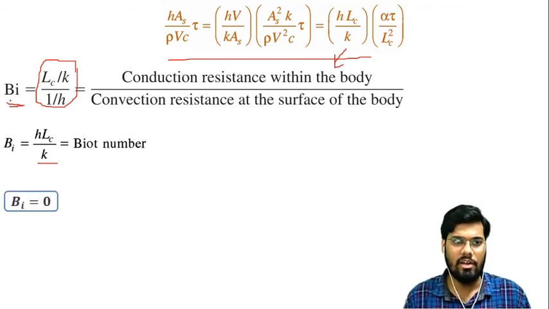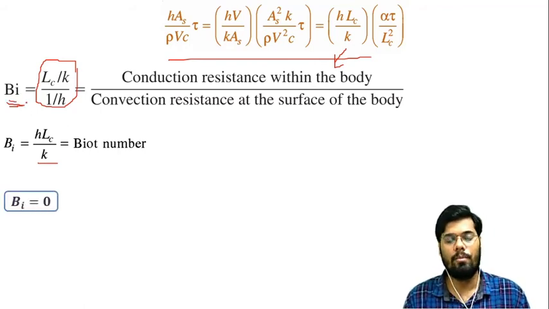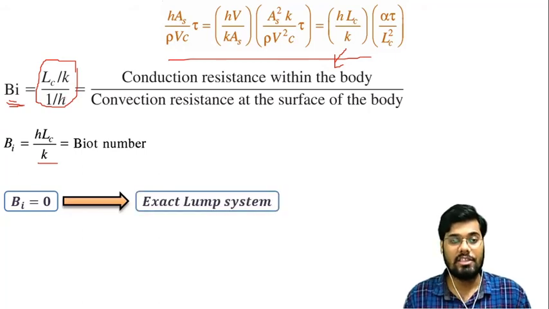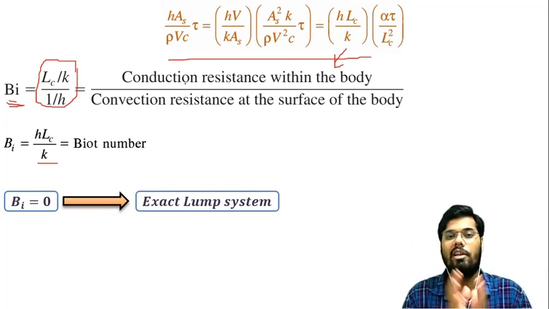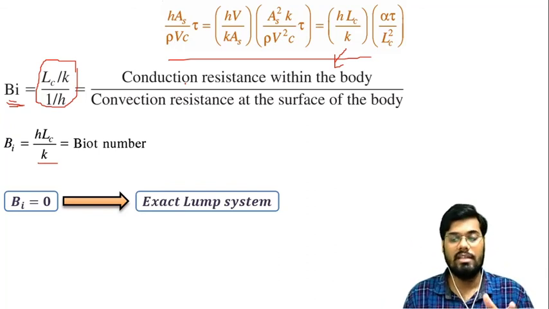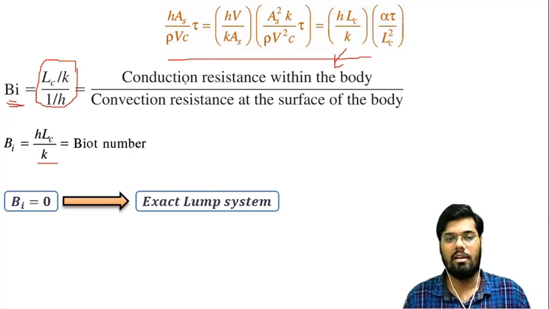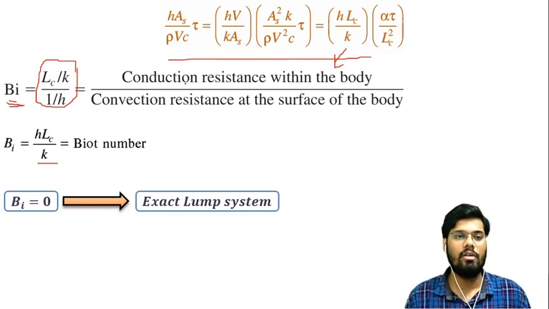Now if the value of the Biot number becomes 0, then the system would behave like an exact lump system, because if we put 0 for the Biot number, then the conduction resistance becomes 0. It means there is no internal resistance. So the system behaves like an exact lump system. The temperature at any point of the system will remain the same. But it is an ideal condition. There is no such thing as a lump system. It is one reference point.